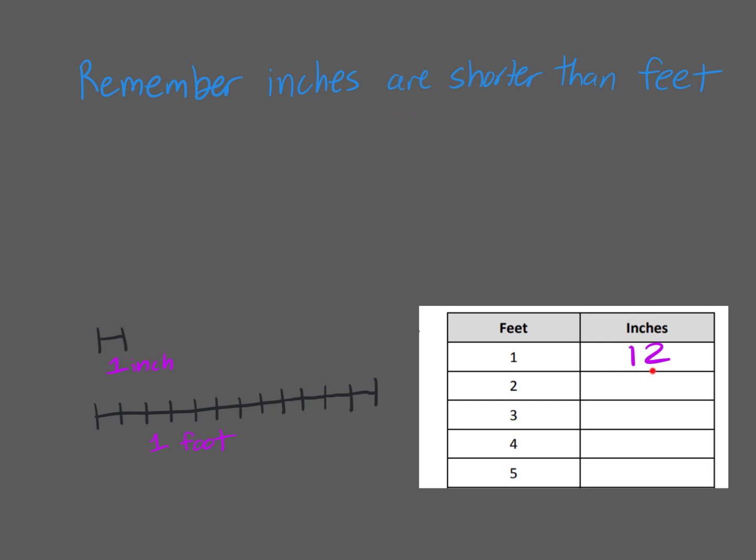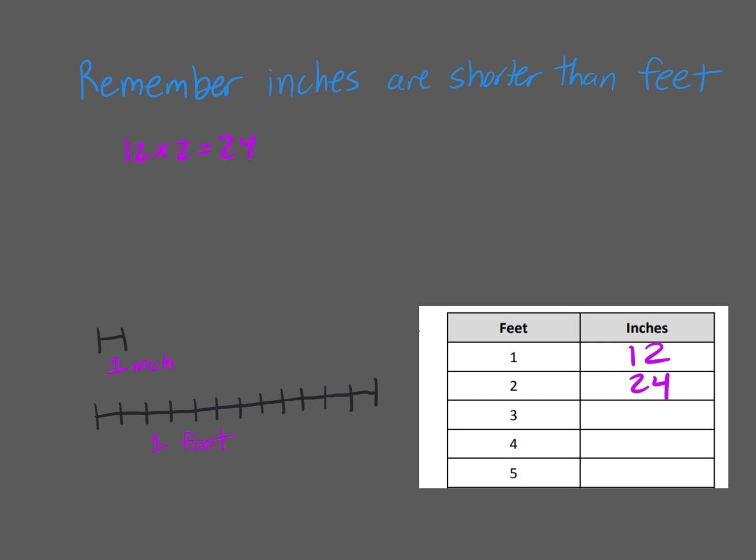Now that we know there are 12 inches in 1 foot, we will be able to find out how many inches are in 2, 3, 4, and 5 feet. First, to find how many inches are in 2 feet, we are going to double our 12. So we're going to take 12 times 2, which is going to give us 24. So in 2 feet, there are 24 inches.